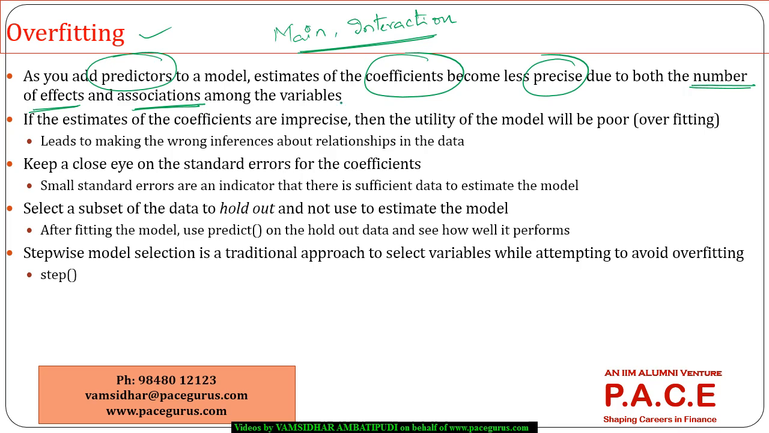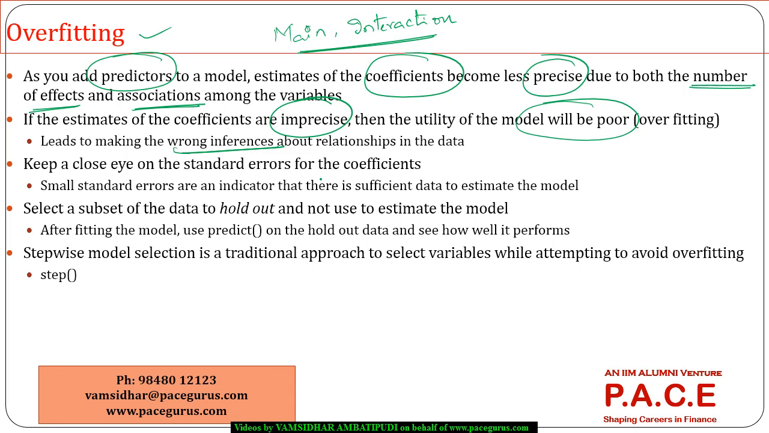And if the precision of the coefficients is very small, then probably I cannot use the model for my business purpose. And this is where we say the model is getting overfit. I cannot really create some business utility out of that model. And it can finally lead to me making wrong conclusions, wrong inferences regarding the relationships between the variables in my data.